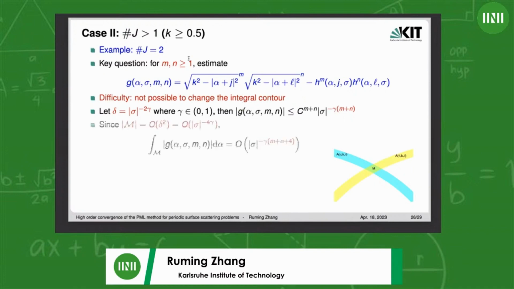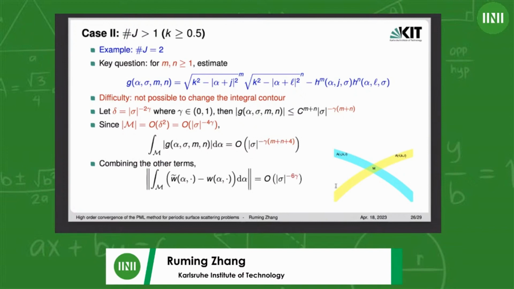or equal to 1. Since we have to do the integral, the integral domain M is the intersection between these two annuli. So the area is about sigma to the -4 gamma. Then finally, we can conclude that this integral converges as sigma to the minus gamma (m plus n plus 4).